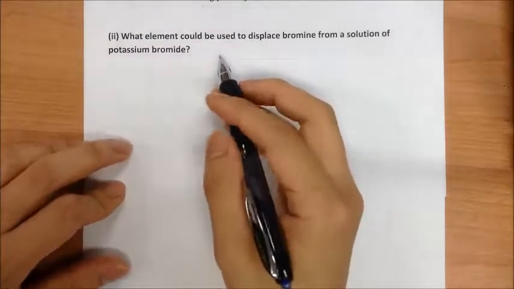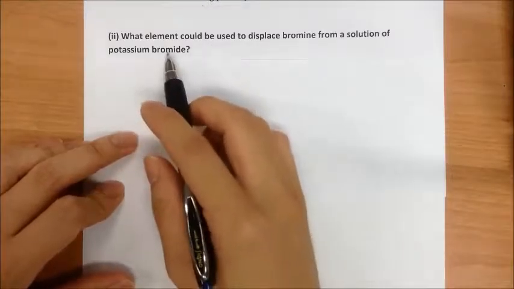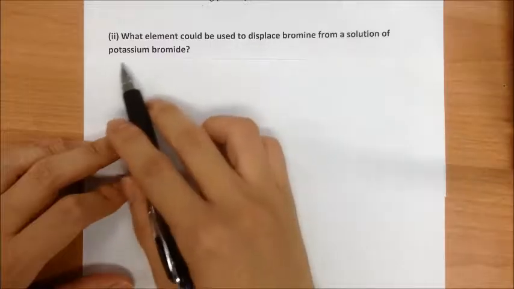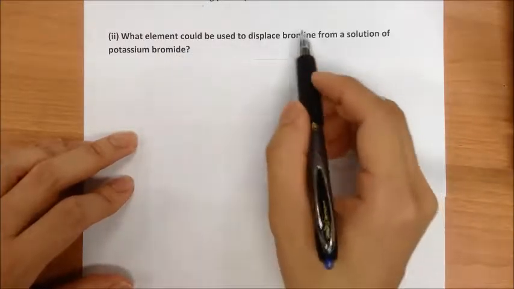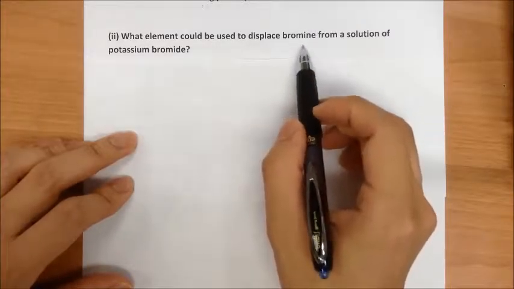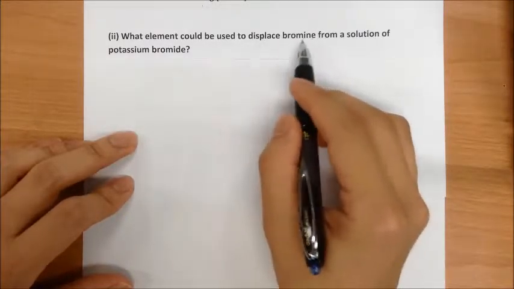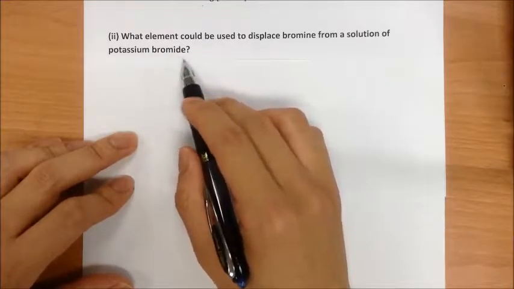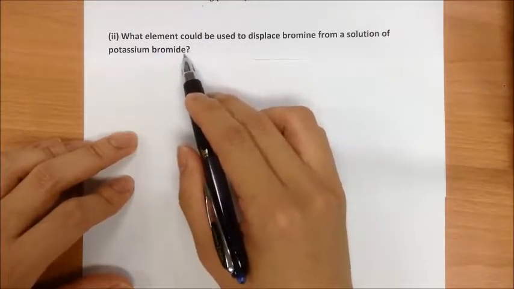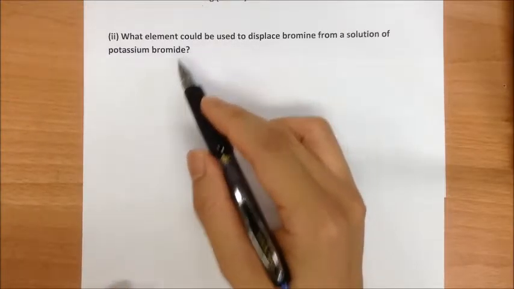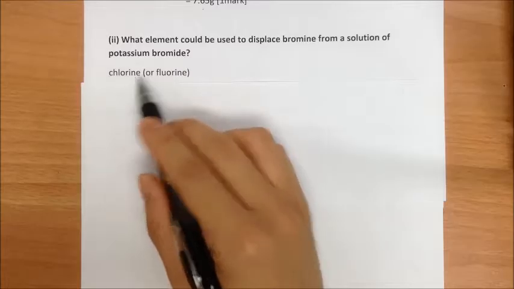Now, for the last part of question 10, 10 part 2, what element could be used to displace bromine from a solution of potassium bromide? Okay, you know bromine is actually a very reactive substance in group 7. So, in order to displace bromine from a solution of potassium bromide, you have to pick another halogen which is more reactive than bromine. So if you go up the periodic table, a few examples that you could have is either chlorine or fluorine.